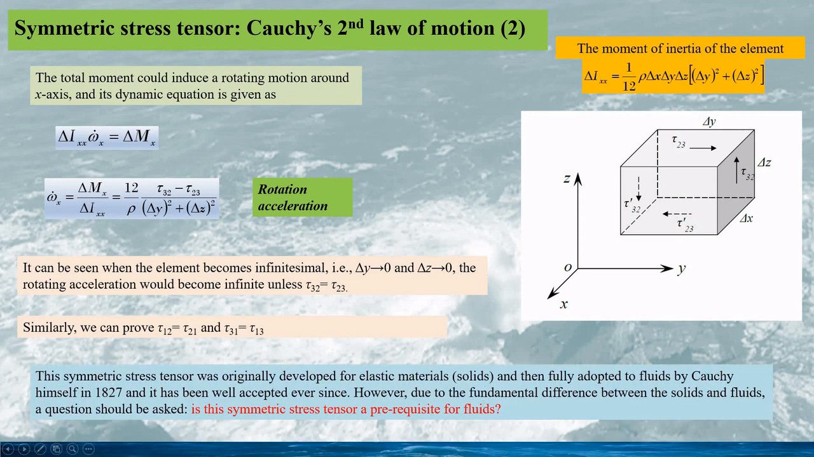This is the Cauchy's second law of rotation motion for solids. The stress tensor must be symmetric, and this law was then fully adopted to fluids by Cauchy himself. The concept of the symmetric stress tensor for fluids has been widely accepted ever since. However, consider the fundamental difference between the fluid's motion and the solid's motion. Can we ask a question? Is this symmetric stress tensor a prerequisite for fluids?